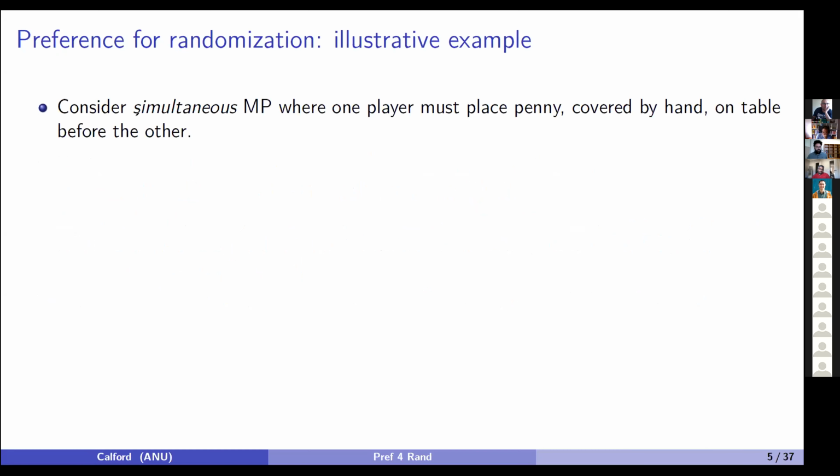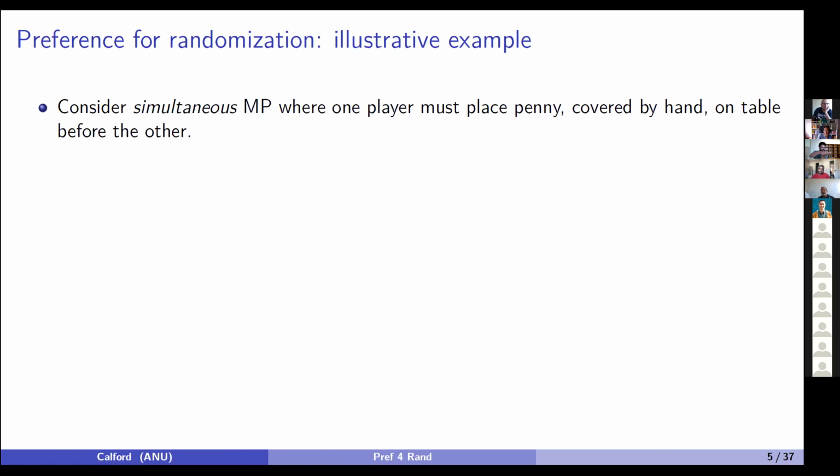Okay. So as an example of how this might apply to games, consider a simultaneous matching pennies game where one player must place a penny covered by their hand on a table before the other player. This is the type of situation you might give to an undergraduate game theory class and ask them, is this a simultaneous or a sequential game? The physicality of it, the agents are moving one at a time, but from a game theorist's point of view, this is a simultaneous game.